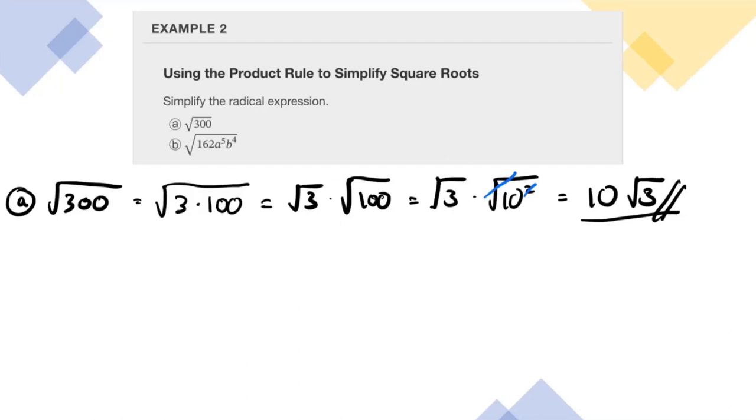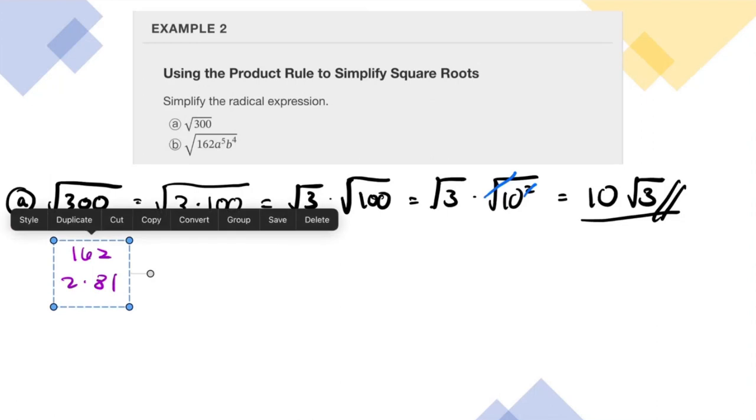Ooh, 162. Now, when I look at 162, I know 169 is 13 squared, so 162 is not a perfect square. Let me write out the factors of 162 to the side. Well, I know it's 2 times something. What is that, 81? Oh, and 81 is a perfect square. So we're good. I'm going to shrink this down just a little bit and move it here.